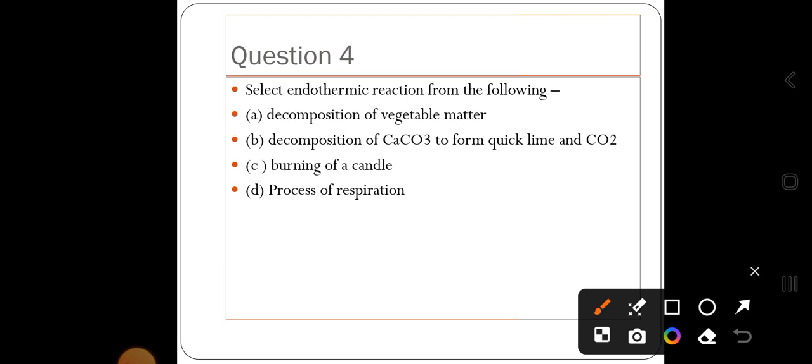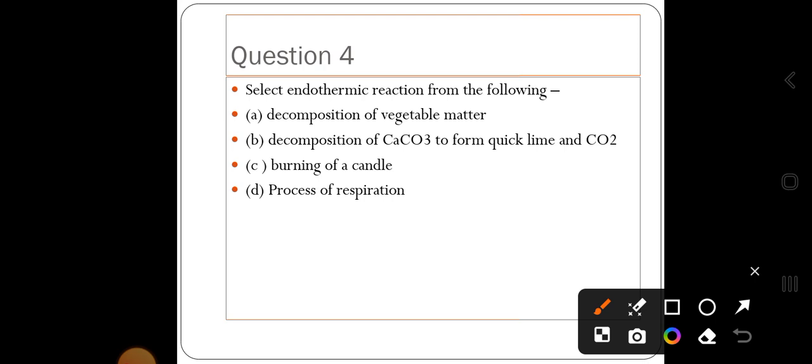So let's quickly look at the options. Decomposition of vegetable matter. See, whenever vegetable matter decomposes, if you have made compost in your homes, you'll understand that there's a lot of energy liberated. That energy liberated helps as a manure and is helpful for the growth of the plant. So option A is not possible.